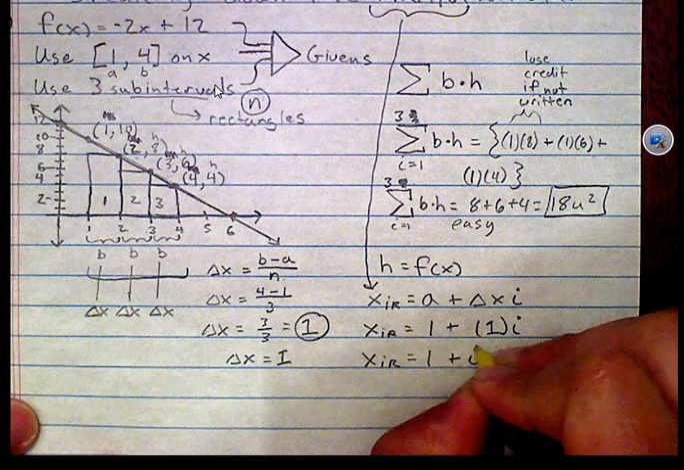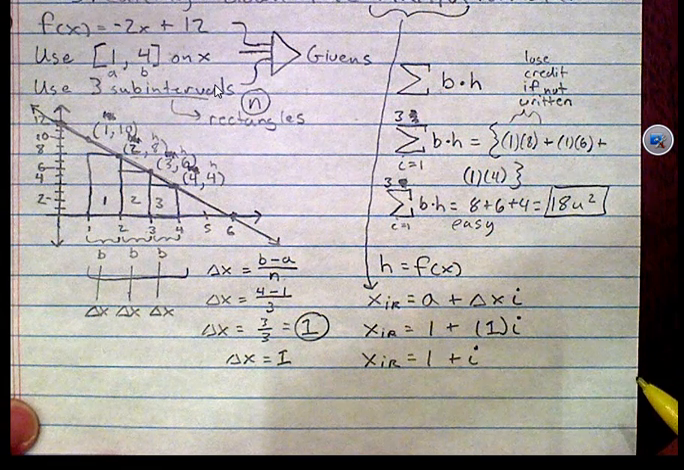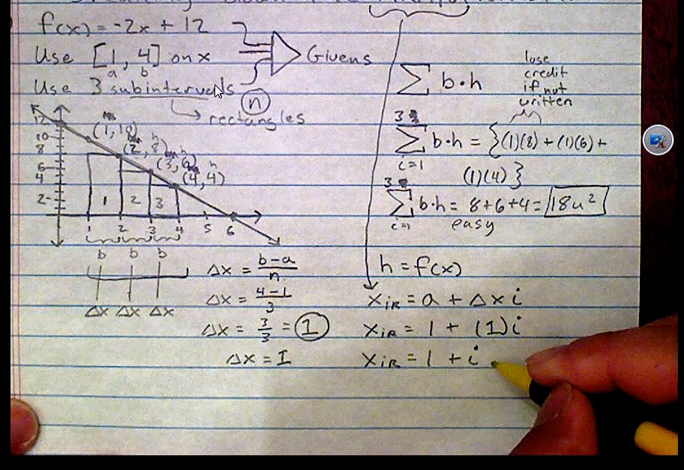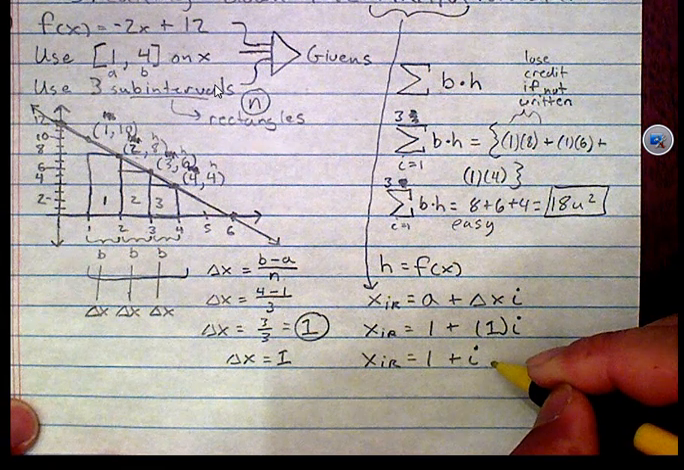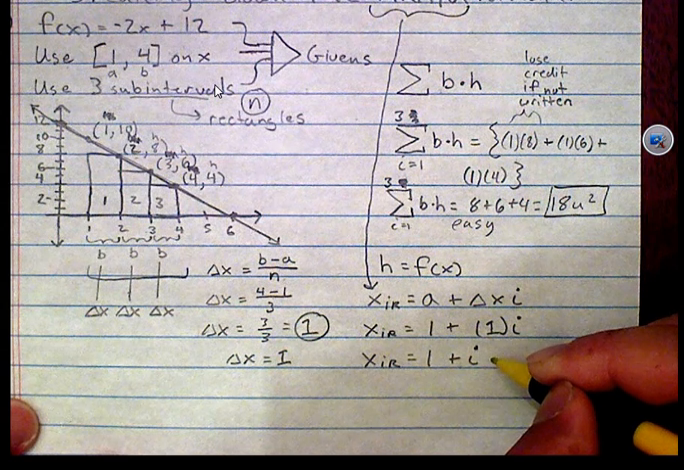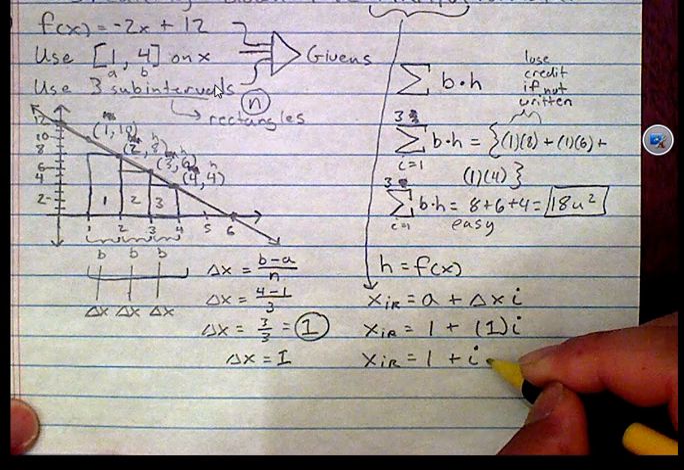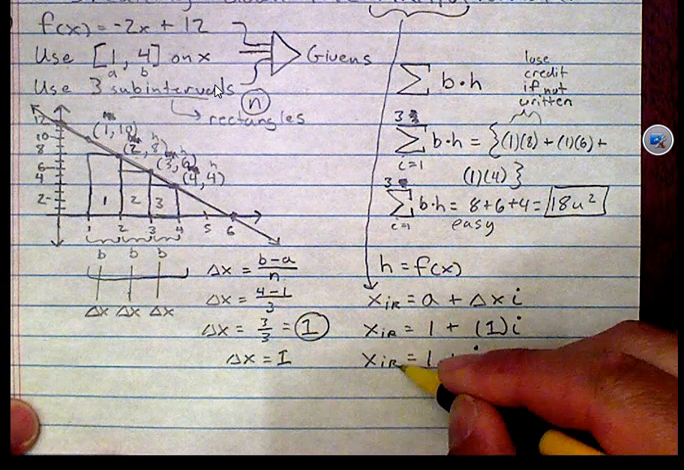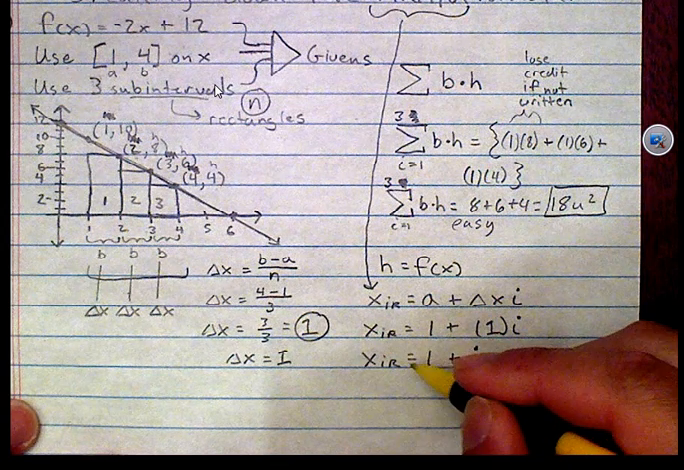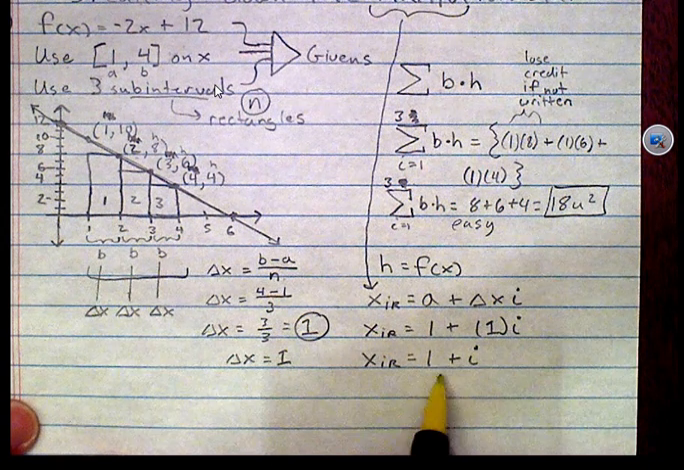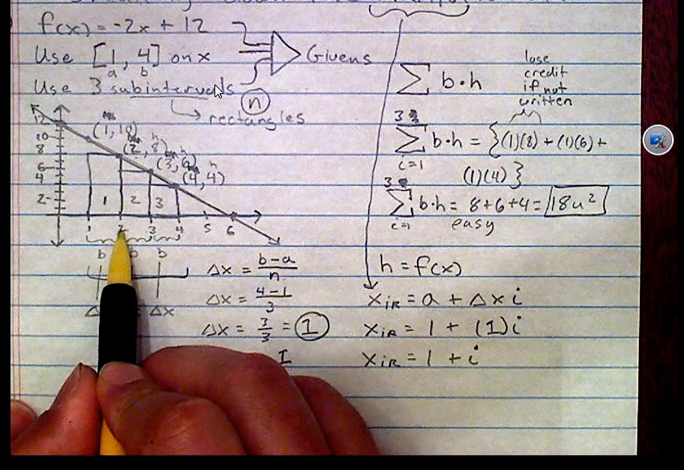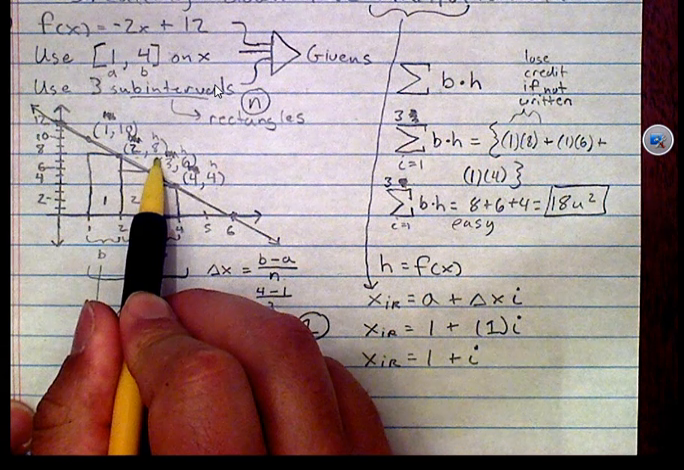Now, does this make sense? This is a formula for a sequence, so we start by plugging in 1. Well, let's see. Does that make sense? What happens when you plug in 1? You should get the first x. Plug in 1, do you get the first x? 1 plus 1 is 2. Yes, I get the first x. It matches up beautifully with the first y.